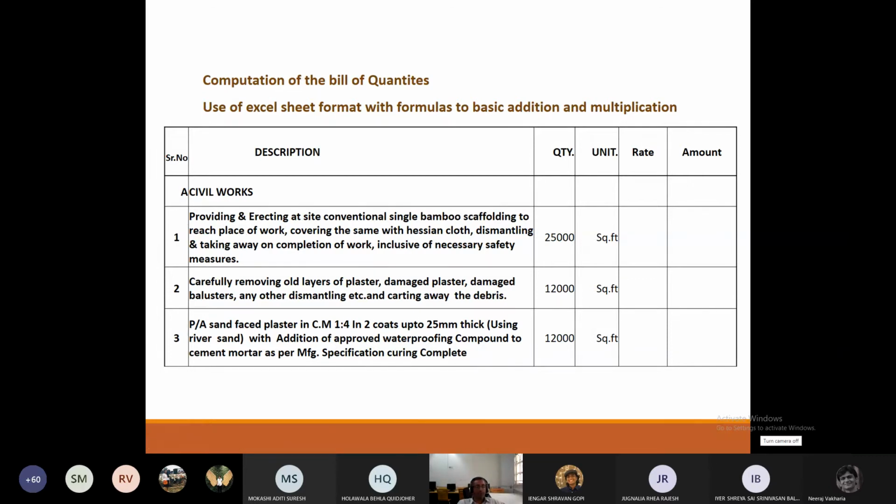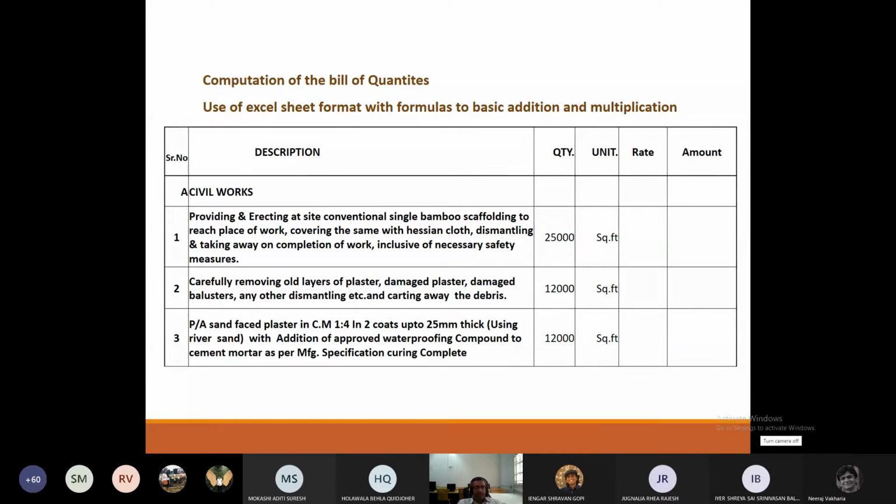Providing and erecting 2.5-meter high site barricading made up of MS powder coated sheets fixed on a metal framework with appropriate provisions for a gate to allow vehicular traffic as well as a wicket gate for personnel movement, all made within site boundaries. Nothing projecting outside your site boundary.